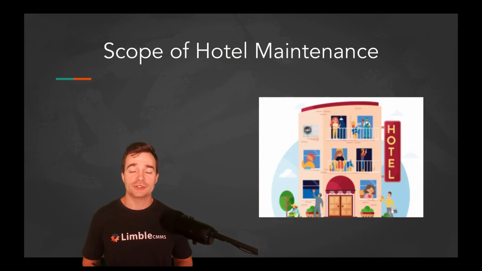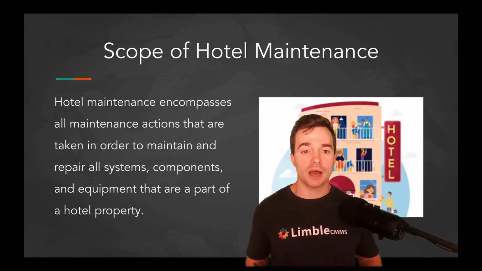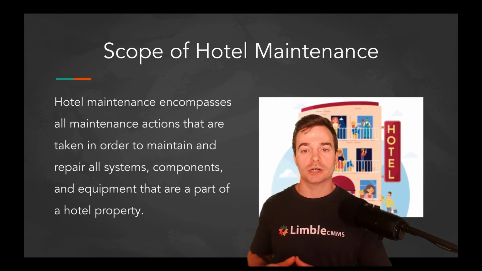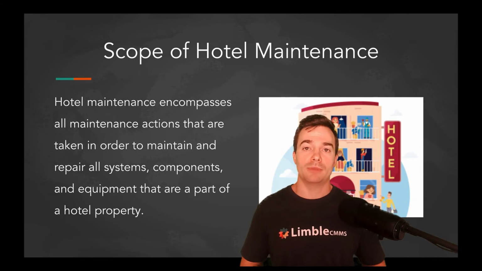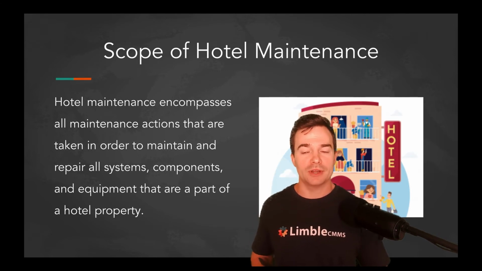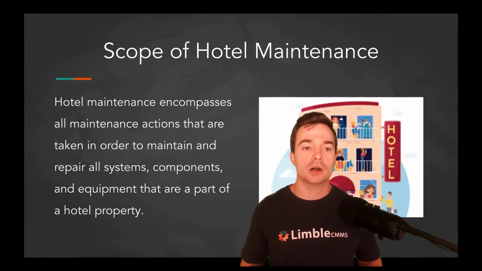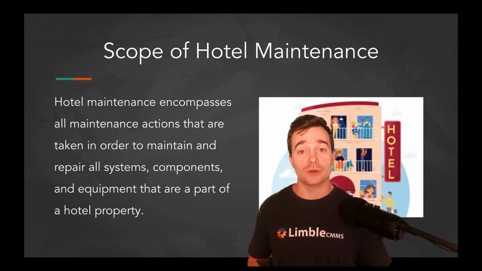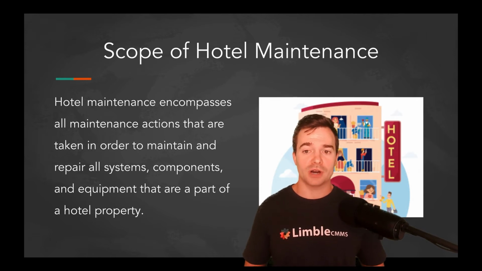So what is the scope of hotel maintenance management? Hotel maintenance encompasses all maintenance actions that are taken in order to maintain and repair all systems, components, and equipment that are part of a hotel property. And the exact scope of maintenance work varies a lot from one hotel to another, and it's based on the size of the property and range of services it offers.